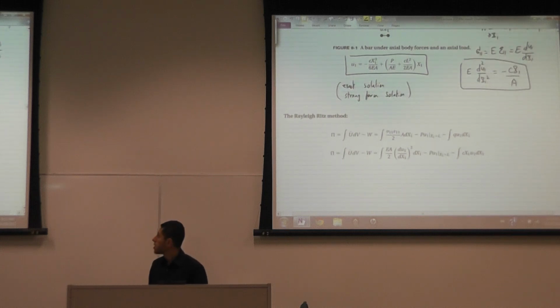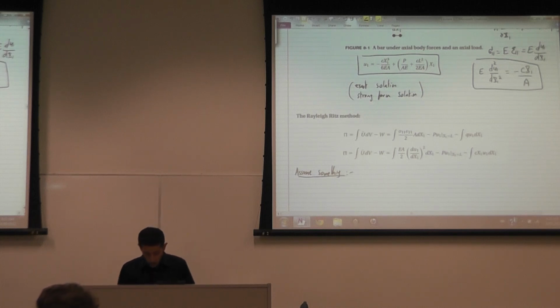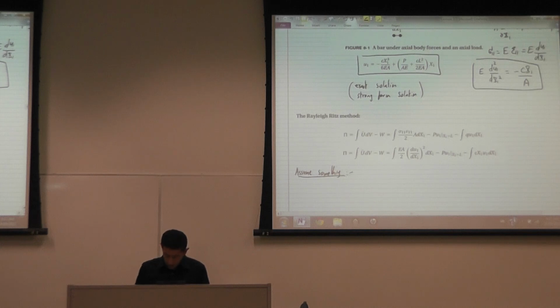The Rayleigh-Ritz method now works on the potential energy of the system. It minimizes the potential energy of the system. And the first thing we have to do for any approximate method is we need to assume something. The only space of displacements that I can find, I'm going to assume, okay, well, let's start with the simplest form. The displacement is constant.